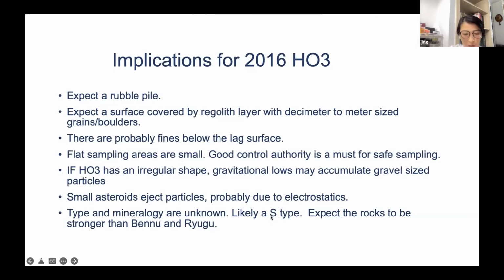So I will estimate it's maybe less than 100 Pascal compressional strength. I think it's good news for the sampling mechanical designers. So I think that's all.